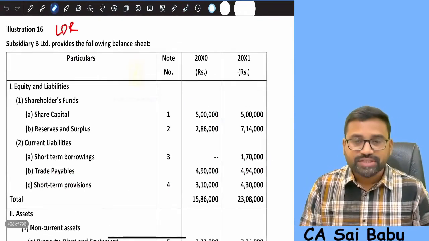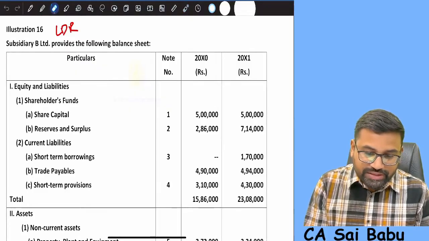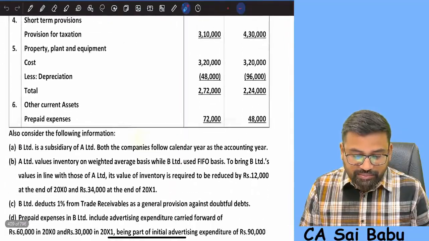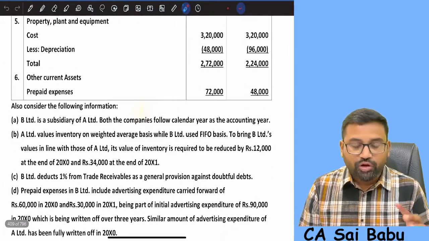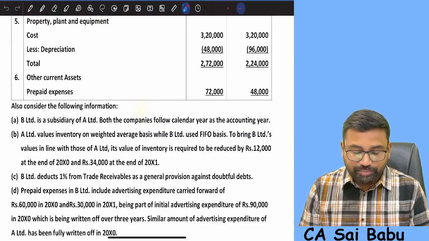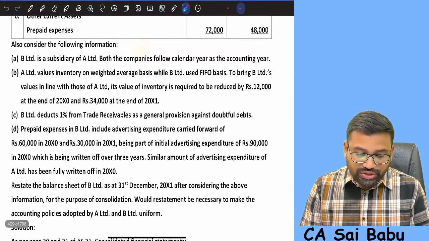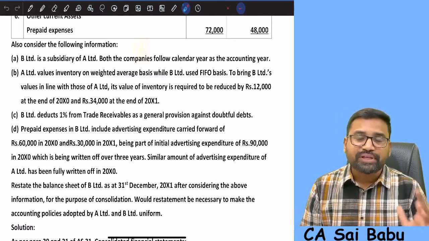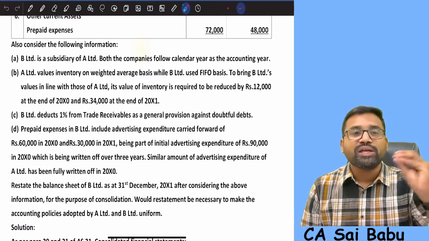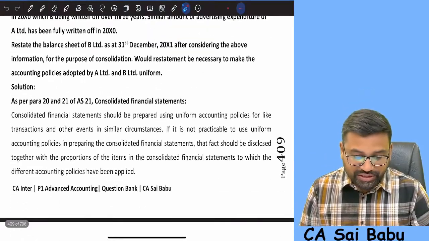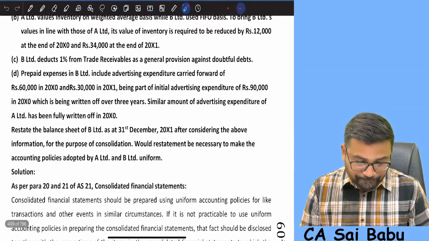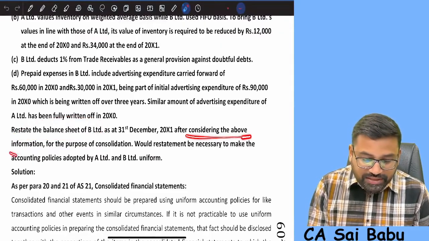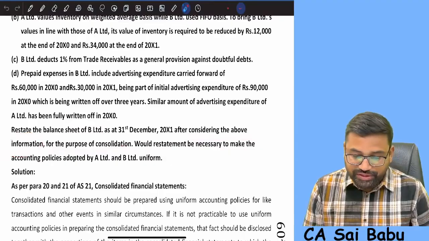Now, illustration 16, sir, in this question they have given the subsidiary company balance sheet. And this subsidiary company balance sheet is not following the accounting policies of the parent company. Therefore, in this question, what we need to do is first convert the subsidiary company financial statements as per the accounting policies of the parent company. Then only we consider the subsidiary company for consolidation purposes. Okay. So that's why they're asking, restate the balance sheet of B Limited, that is the subsidiary company, after considering the above information for the purpose of consolidation.